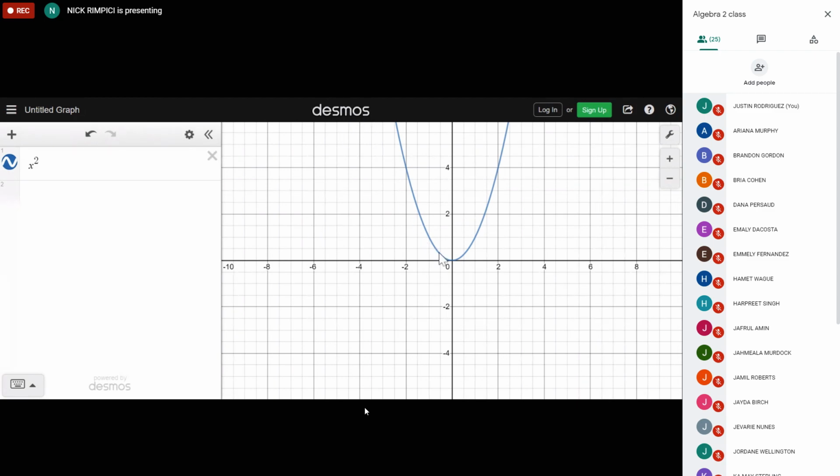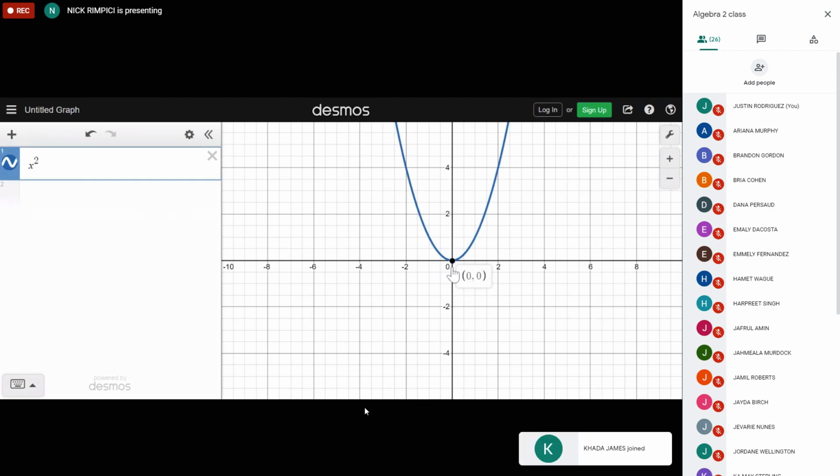So I'm going to start out with x squared. This is going to be my parent function. So regular old x squared just goes through the origin. Its vertex is 0, 0. That's the parent. It's not being shifted around at all. It's in standard position.